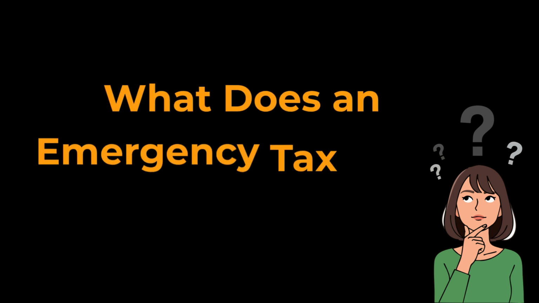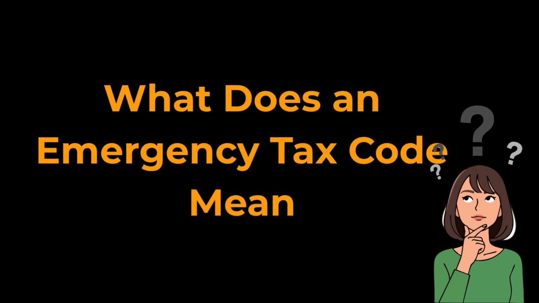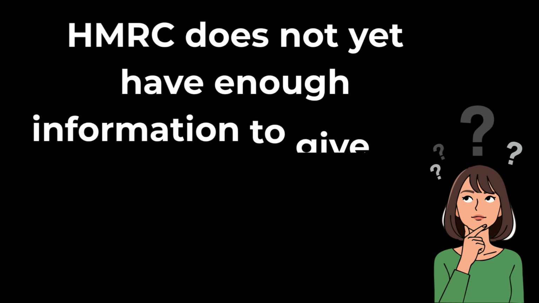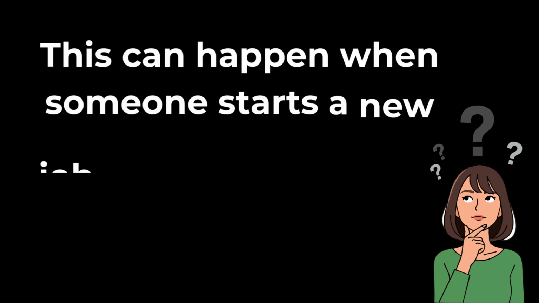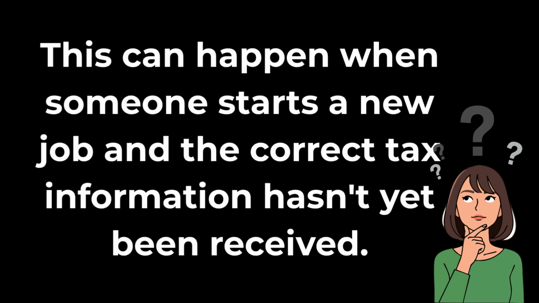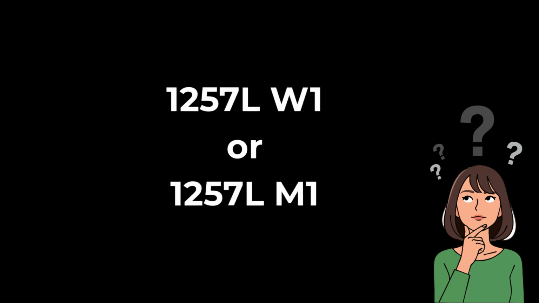Another term you may hear in payroll is emergency tax code. This doesn't necessarily mean the employee has done anything wrong. It usually just means that HMRC does not yet have enough information to give the employer the employee's normal tax code. For example, this can happen when someone starts a new job and the correct tax information hasn't yet been received. So an employee may temporarily be placed on tax codes such as 1257L W1 or 1257L M1.